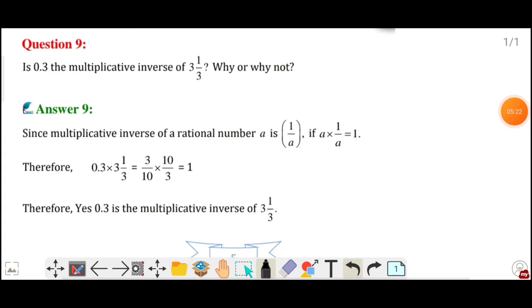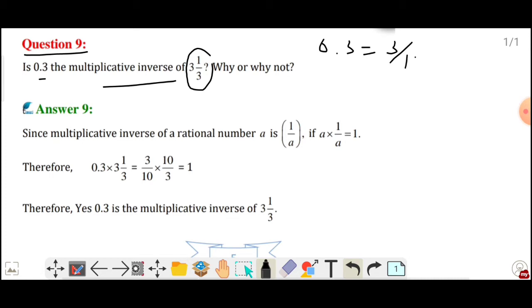Question number 9. Is 0.3 the multiplicative inverse of 3 into 1 by 3? It is the same question as the previous one. 0.3 can be written as 3 upon 10. I will take this 3 upon 10, that is 0.3, and I am multiplying it with 3 into 1 by 3.